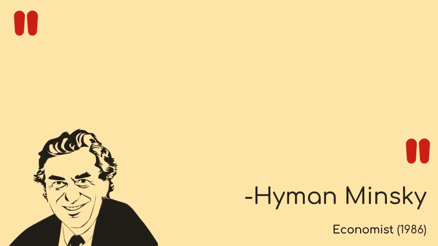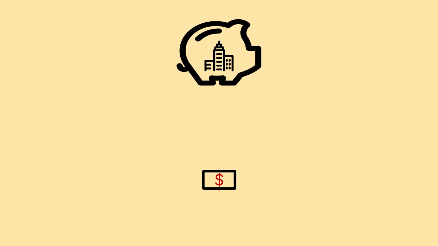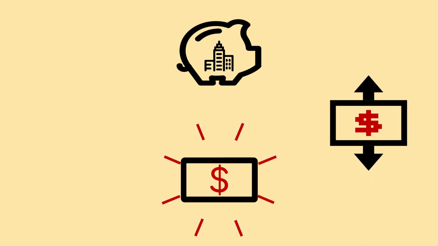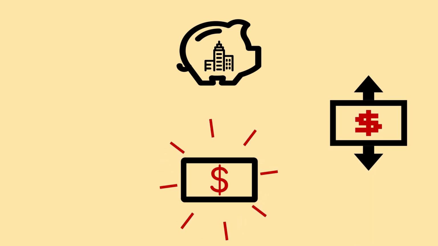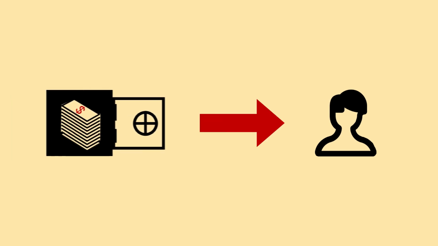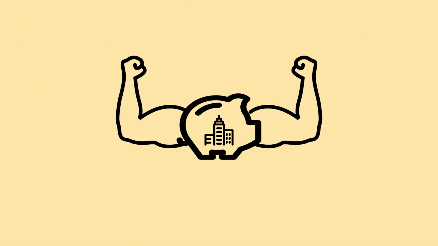Economist Hyman Minsky once said, "Everyone can create money. The problem is to get it accepted." Your bank can create money because the bank promises to use their vertical, government-made money when it is needed in exchange for the bank-made horizontal money. There are entities out there that do operate as money lenders, loaning out money that they already have. But our private banks have the ability to operate on a much more powerful and advantageous system.